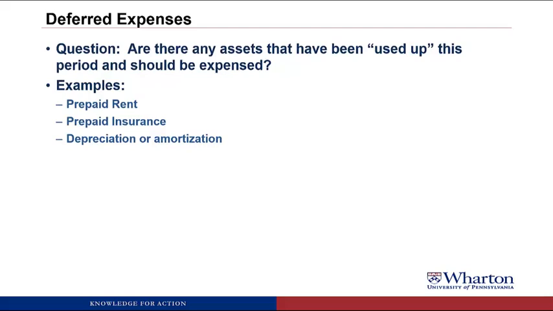But let's think of something like prepaid rent. We've paid cash in advance of occupying the space, so we create an asset called prepaid rent. But then as time goes by and we've occupied the space, we have to recognize the cost of the rent for the time that we've occupied the space. So we're going to do an adjusting journal entry where we debit an expense to recognize the cost of the rent that's been used up over time, and we're going to credit the prepaid asset to reduce the balance to how much that's still prepaid, if any, at the end of the year.